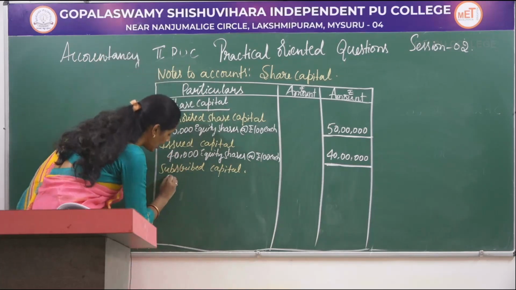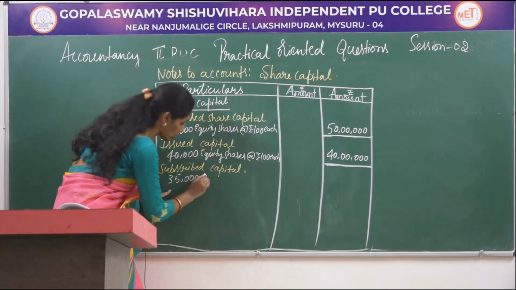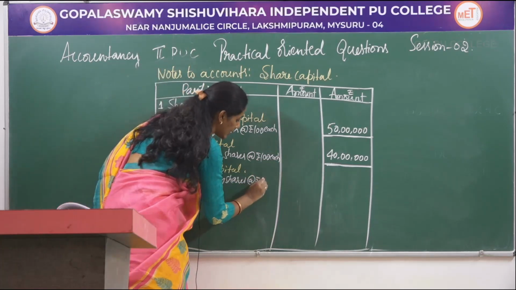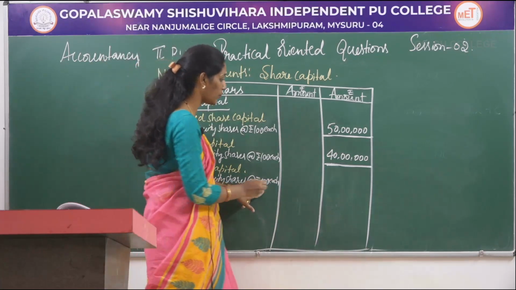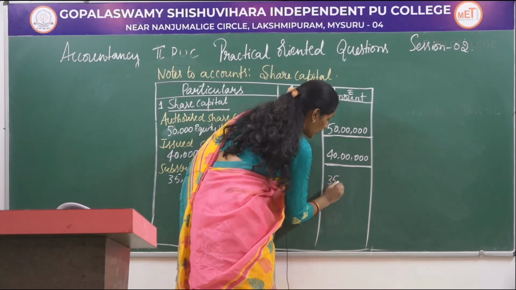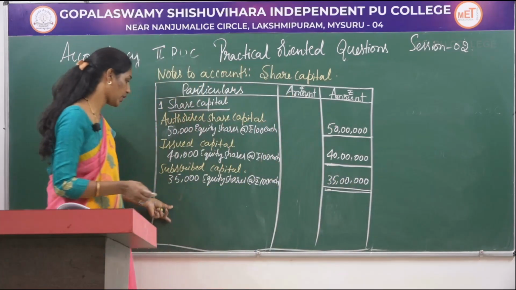Here we have already issued 40,000 equity shares to the public, but out of 40,000, the public have purchased or subscribed only 35,000 equity shares at rupees 100 each. So now you have to multiply these two figures. 35,000 into 100 you will get 35 lakh. So now we have to close this amount.